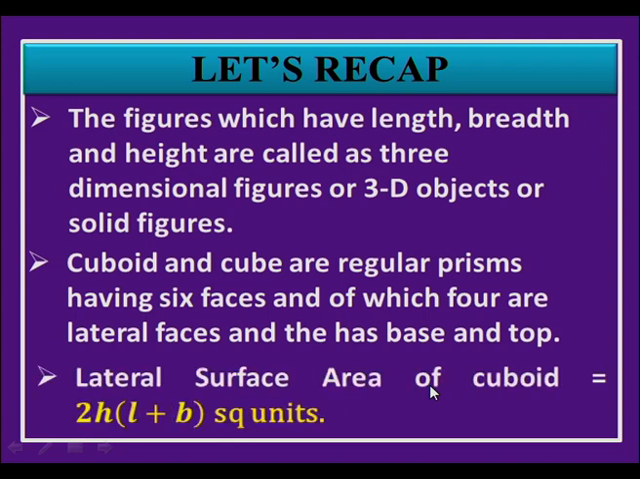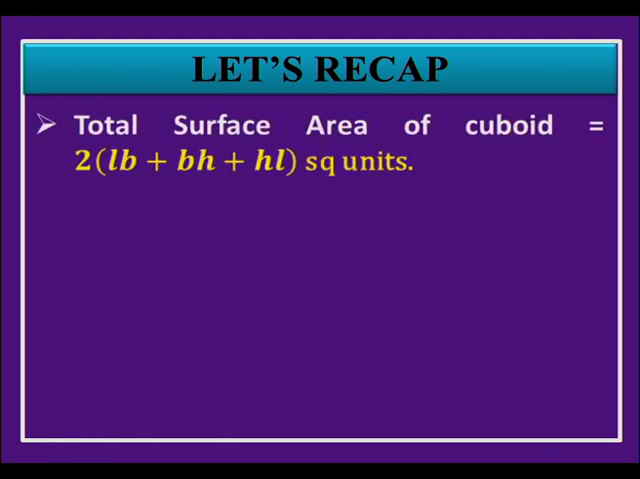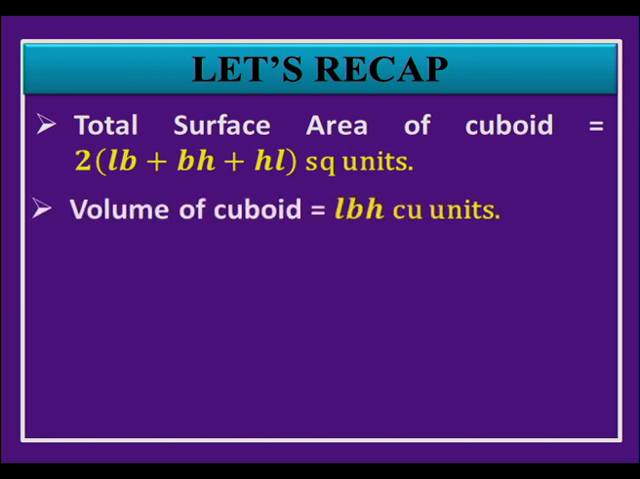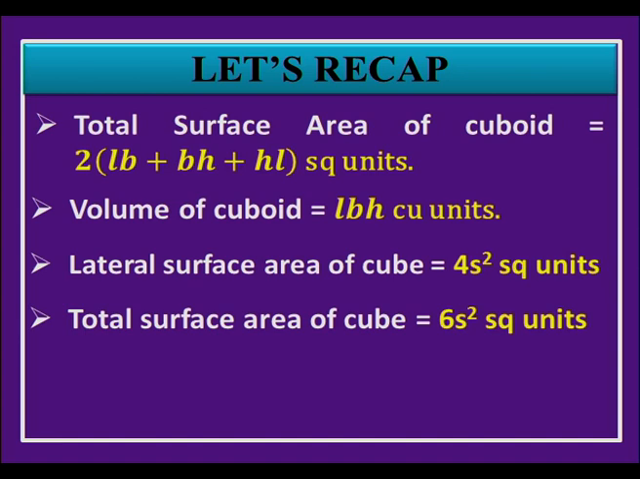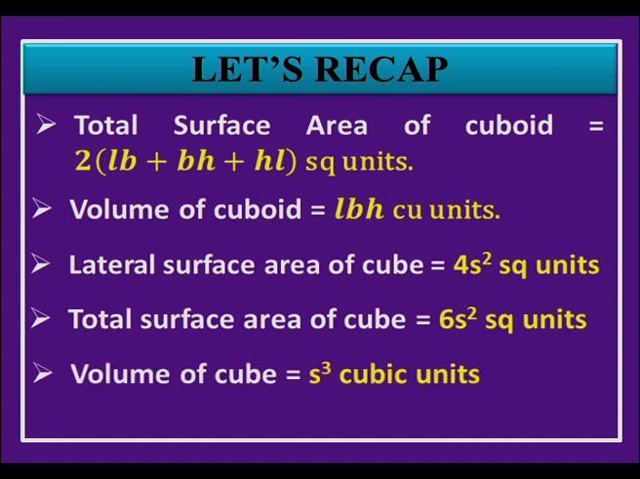Lateral surface area of cuboid is 2h into (L plus b) square units, whereas the total surface area is 2 into (Lb plus bh plus hL) square units. The volume of the cuboid is Lbh cubic units. Lateral surface area of cube is 4s square units, where s is the side or the edge of the cube. Also, total surface area of cube is 6s square units, and volume of cube is s cube cubic units.